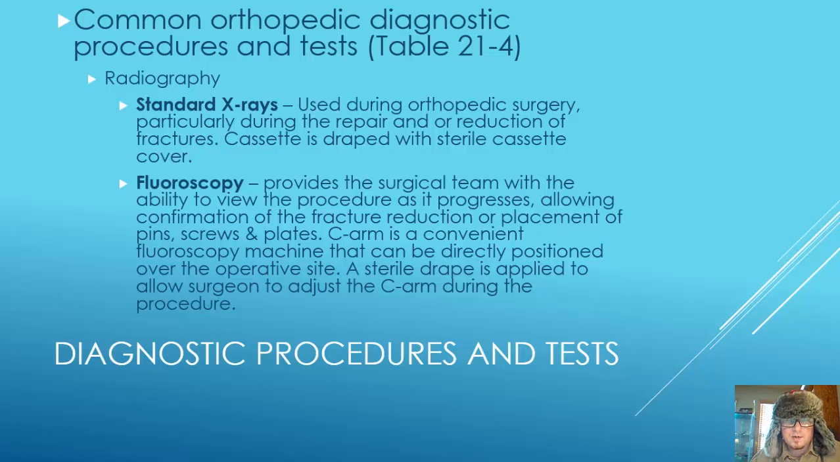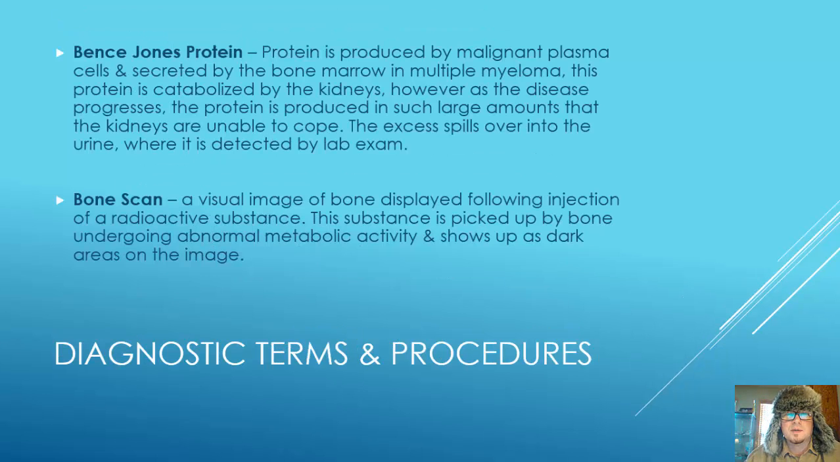Bence-Jones protein, we're looking for a malignant process, usually multiple myeloma. The protein is secreted by the bone marrow and spills into the urine, where we detect it on a lab exam, and then we find out you have multiple myeloma. Not a good thing. Bone scans again use a radioactive isotope. The bone that has abnormal activity is going to pick that isotope up and it's going to look like a dark spot on the bone, kind of an X-ray with dark spots.